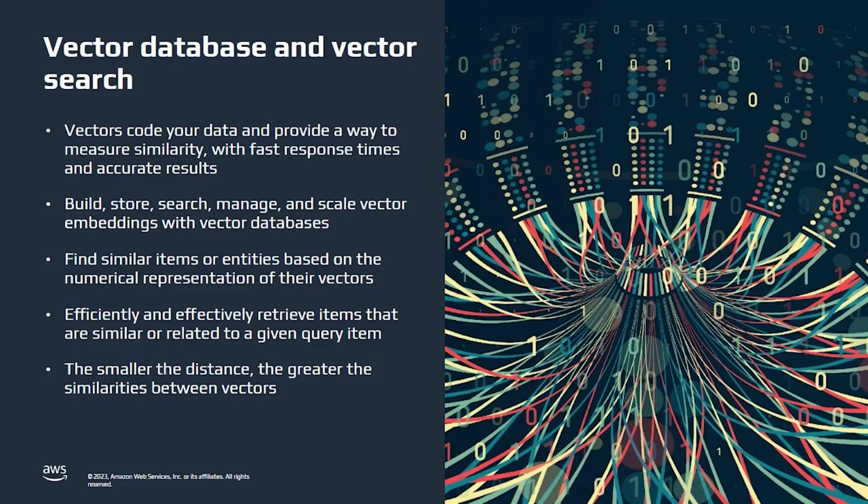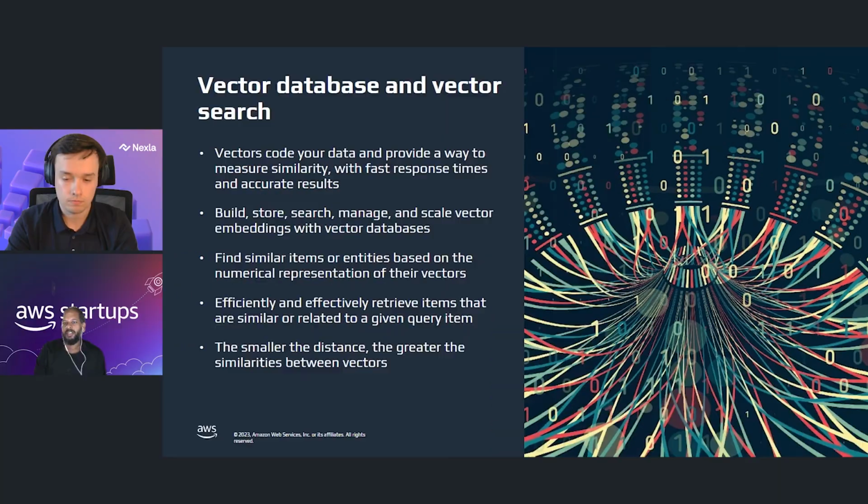All right, let's talk a little bit about vector databases and search. Vector databases allow you to build, store, search, manage, and scale vector embeddings so that you can perform vector search on top of those embeddings. This improves accuracy and helps you provide contextually relevant results for your business use cases. And vector search is an ability to find similar items or entities based on their numerical representations, known as vectors.